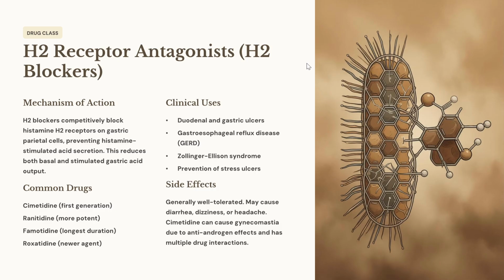Common drugs available are cimetidine, ranitidine, famotidine, and roxatidine. These drugs are used in the treatment of duodenal and gastric ulcers, gastroesophageal reflux disease, Zollinger-Ellison syndrome, and also for the prevention of stress ulcers.